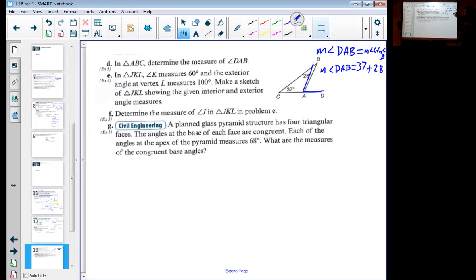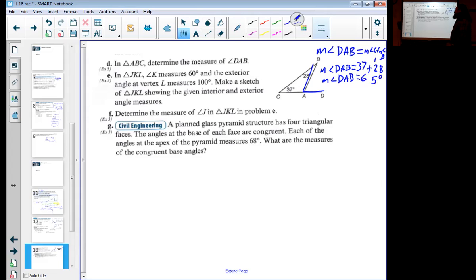Now we can combine our like terms. We have the measure of angle DAB is equal to 7 plus 8 is 15. We drop the 5 and regroup our 10 ones into 10s. 3 plus 2 plus 1 is 6. The measure of angle DAB is 65 degrees.